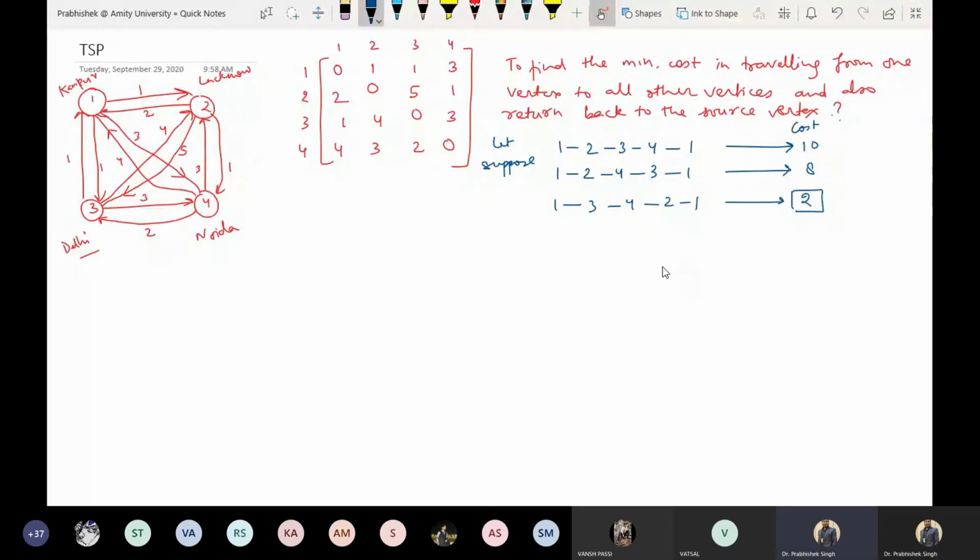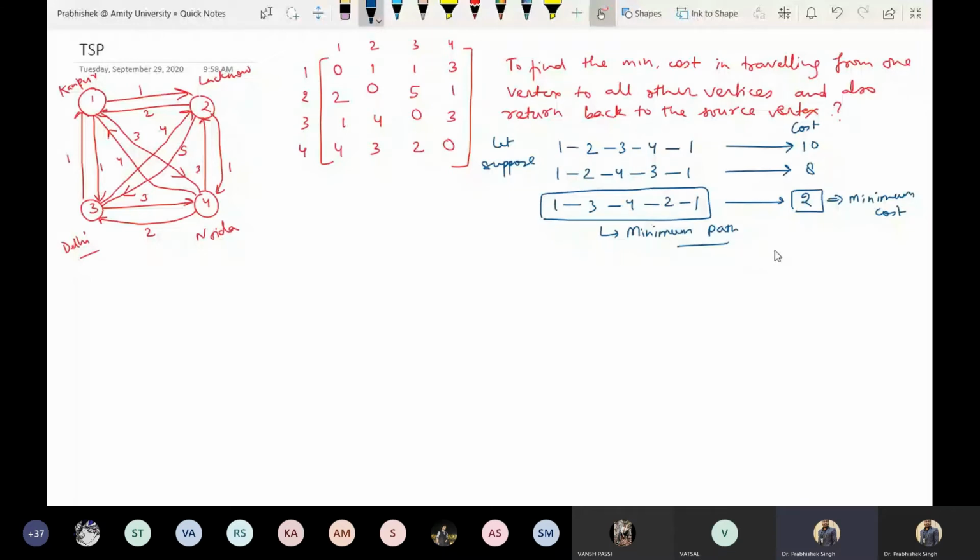On comparing these three costs, you can see that 2 is the minimum cost. And this is the minimum cost path. Okay. So in the questions of TSP, the traveling salesman problem, we have to calculate two things.